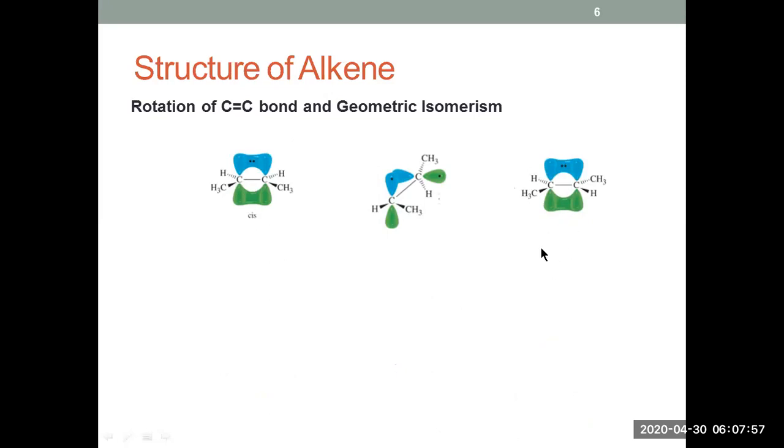This would only be possible if you could rotate the carbon-carbon double bond so that the methyl gets this position and is converted into trans. But this is not the case. The carbon-carbon double bond is not rotated at all. That is why the cis isomer is a different compound than the trans isomer. This type of isomerism, which is based on geometry, is known as geometric isomerism. Mostly alkene hydrocarbons exhibit this type of geometric isomerism.